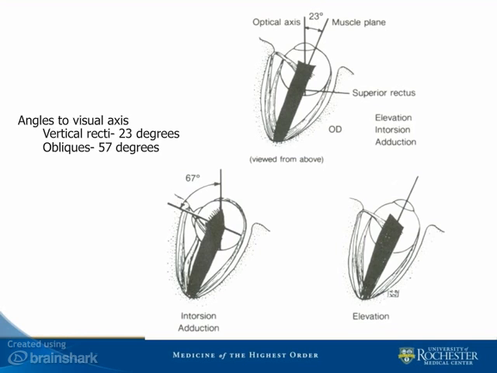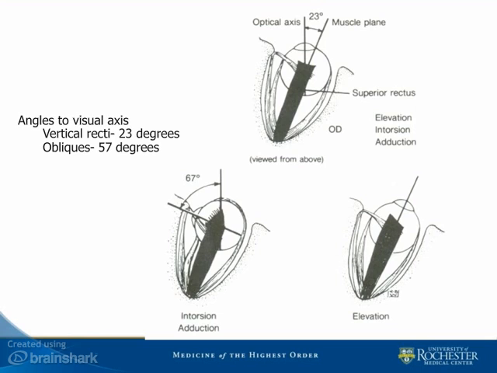The next few slides are going to describe how the cyclovertical muscles have secondary and tertiary actions. The muscles do not line up perfectly with the optical axis of the eye, the pupillary axis. Instead, the muscle plane is offset to some degree from the optical axis, which gives the muscle its secondary and tertiary actions.